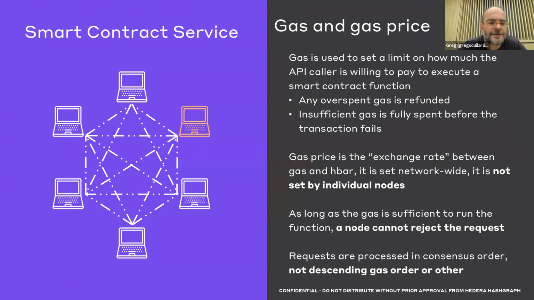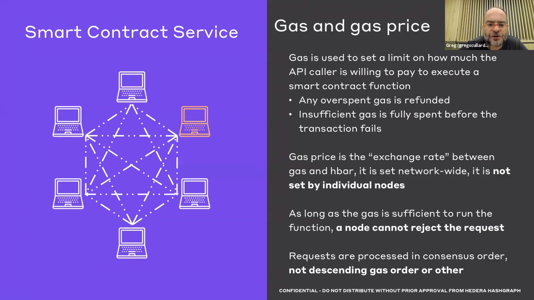So gas on Hedera Hashgraph is a limit. Anything you've overspent is refunded, and anything that's insufficient is, on the other hand, fully spent before the transaction fails. Fully spent, well, yeah, because you've used resources to get to the conclusion that you didn't spend enough. So that has to be accounted for in terms of resource utilization. So unfortunately, if the gas amount is insufficient, it will be deducted from your account and the transaction will fail.